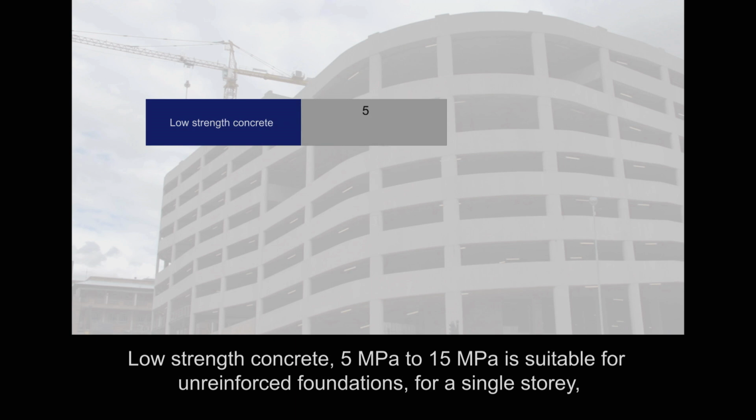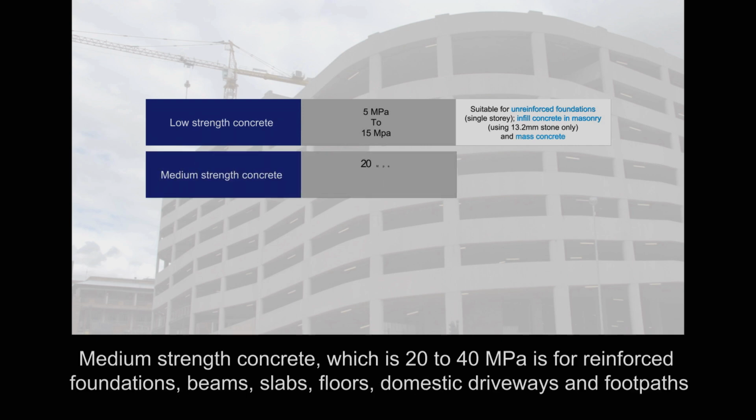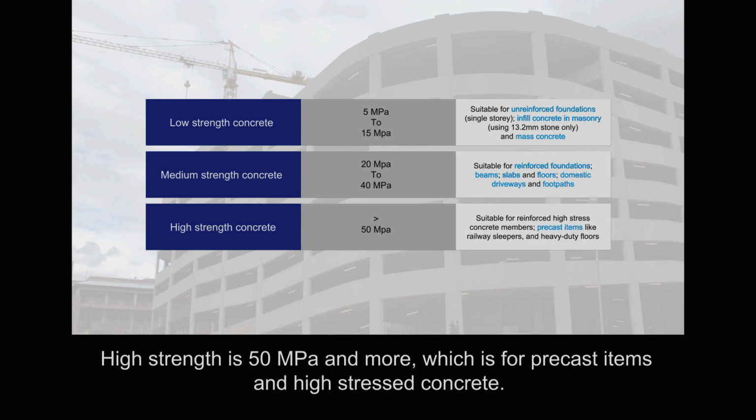Low strength concrete, 5 megapascals to 15 megapascals, is suitable for unreinforced foundations for a single story, infill concrete in masonry and mass concrete. Medium strength concrete, which is 20 megapascals to 40 megapascals, is for reinforced foundations, beams, slabs, floors, domestic driveways, and footpaths. High strength is 50 megapascals and more, which is for precast items and high-stressed concrete.